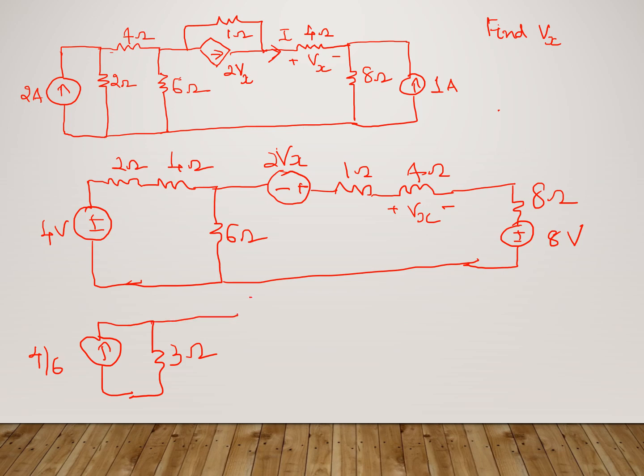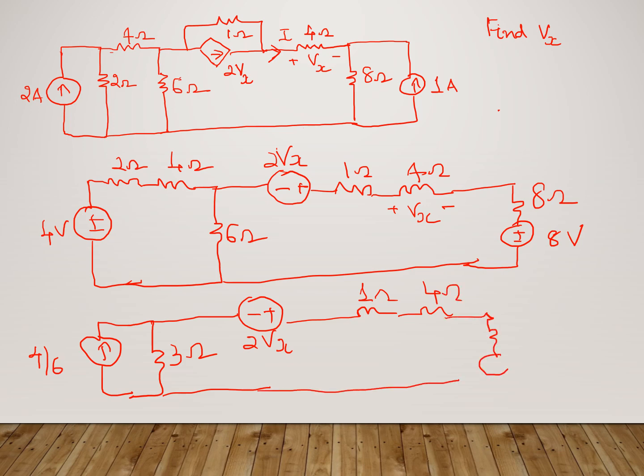Now redrawing the remaining part as such, minus 2 plus and 2 Vx, that is this 5 ohm, 5 plus 8, 13 ohm, 1 ohm. Let me just show it like that only so that there's no confusion. Plus minus 8 volt. Now this 4 by 6 is in parallel to this 3 ohm, which can again be converted back into a voltage source. So 4 by 6 into 3 gives you 12 by 6, which is 2 volt, a 2 volt voltage source in series with a 3 ohm.